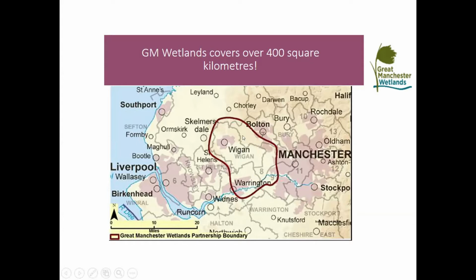So as you can see, geographically, it's very important because it sits between these two really big conurbations. So you've got Liverpool, Merseyside to the west, and you've got Manchester to the east, or Greater Manchester, should I say. And as we'll see, this is an area of really key importance for many species, and it acts as a corridor for species to move between these two conurbations.